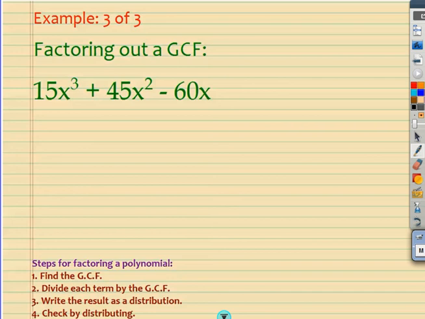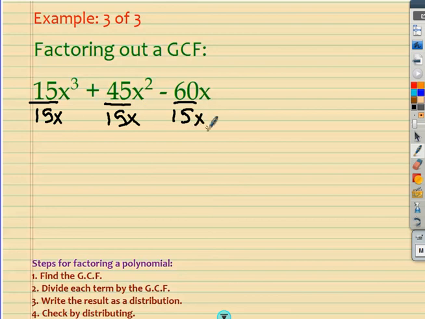15, 45, and 60. They all have a common divisor, a common number that can divide all of them, which is 15. So I know I can divide out the 15 on each of them, because 45 divided by 15 is 3, 60 divided by 15 is 4. We also can see that at least one x is common on every single one.